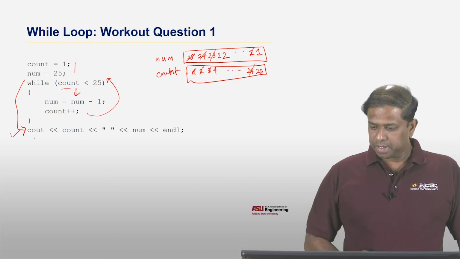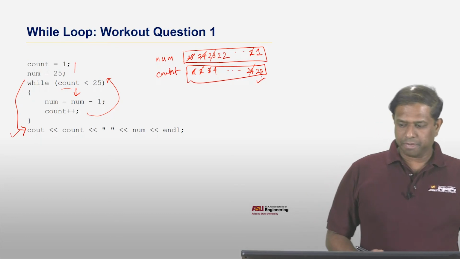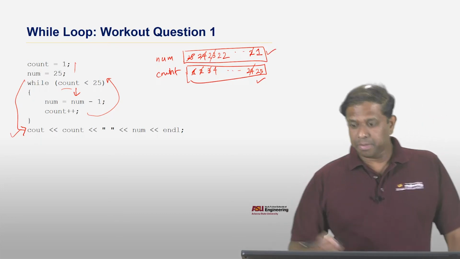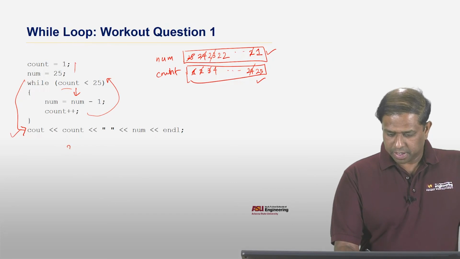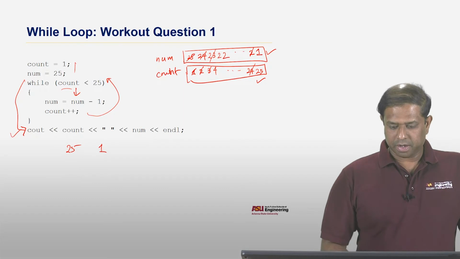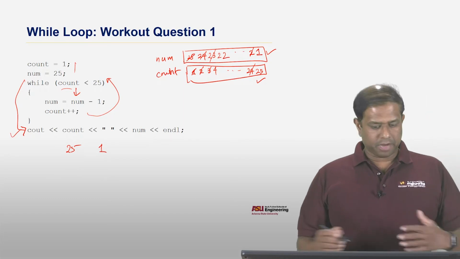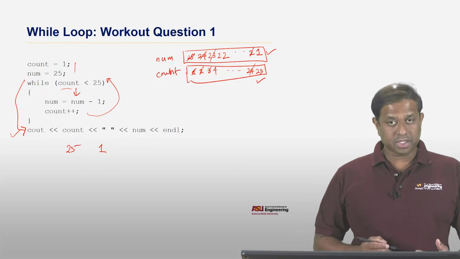And then display the message. So at that point, count is going to be 25, num is going to be 1. So therefore the output of this one is going to be 25 and 1, right? So that's how we can trace a loop like this and then see what is happening as we execute the loop.